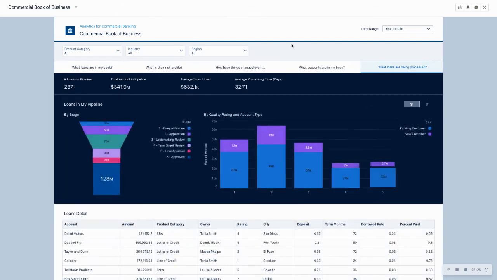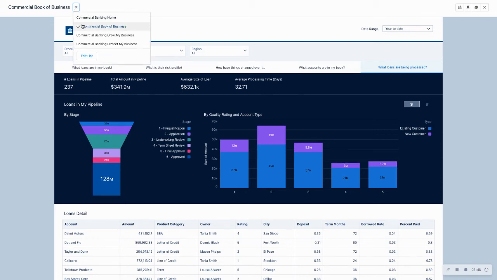Refresh that. And then lastly, for this commercial book of business, what loans are being processed? So where in the stage are my loans in my pipeline? And then two things: what is the quality rating and what is the type of account, existing versus new. And then 1 through 5, where are they in the pipeline?